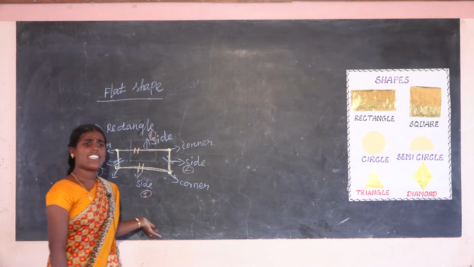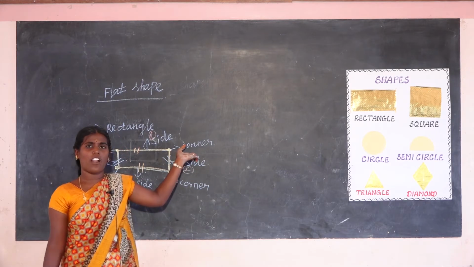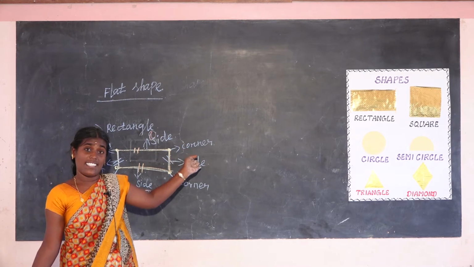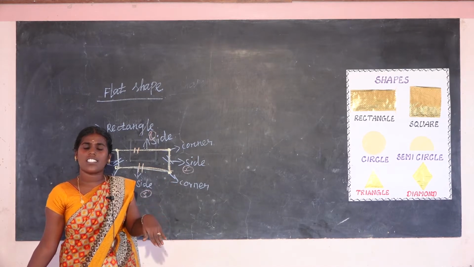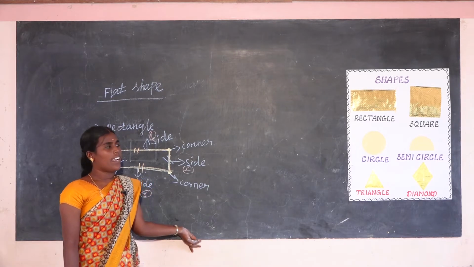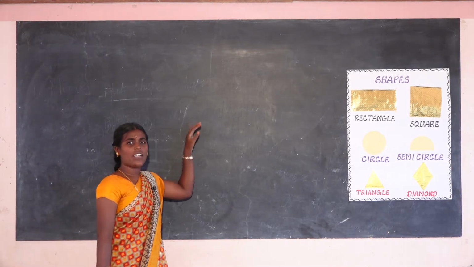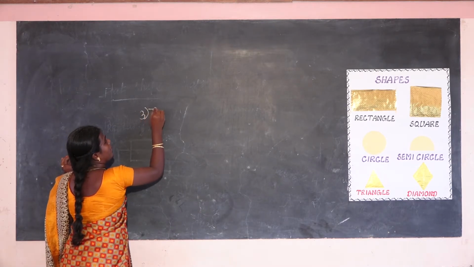Okay. Any example of a rectangle? Yes. This blackboard is also a rectangle. An LCD TV is also rectangle shaped. So different objects are also examples of a rectangle. The next one, the third one, is the triangle.